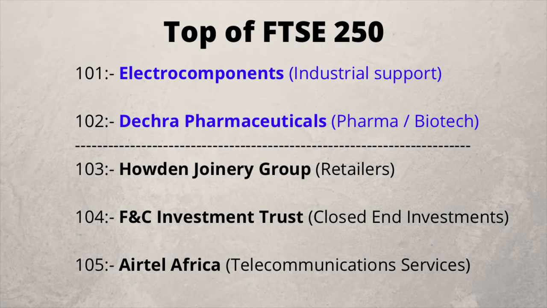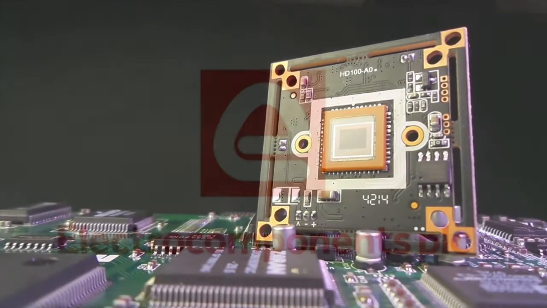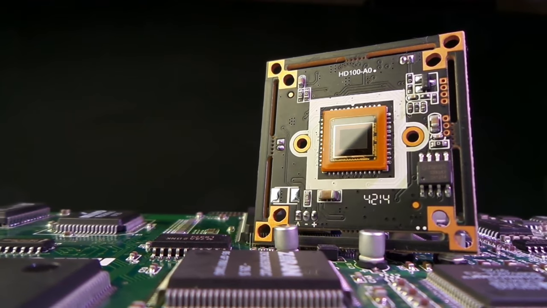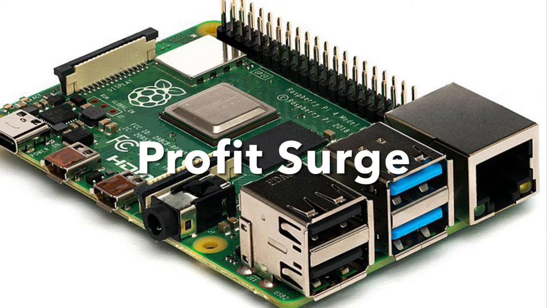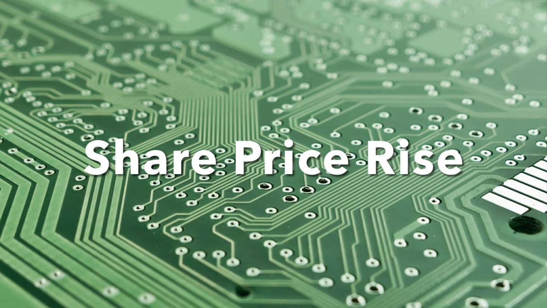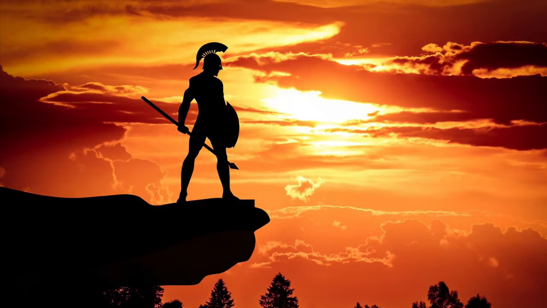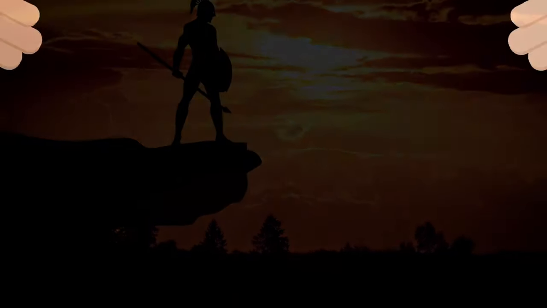Narrowly missing out on promotion this time are Airtel Africa, F&C Investment Trust and Howden Joinery Group. The two companies being promoted to the FTSE 100 this time are Electrocomponents and Dechra Pharmaceuticals. Electrocomponents PLC creates industrial electronic products and solutions and is enjoying a bumper year. Pre-tax profits for the first half of the year are up 91% and the share price is up 35% over the last year. Demand for electrical parts shows little sign of slowing down and this company is in a very robust position. So it's a warm welcome to the FTSE 100 for Electrocomponents.